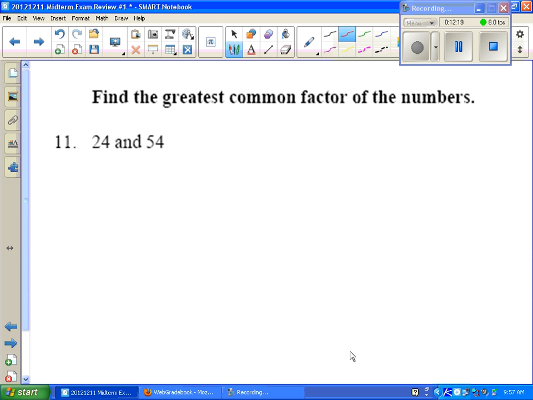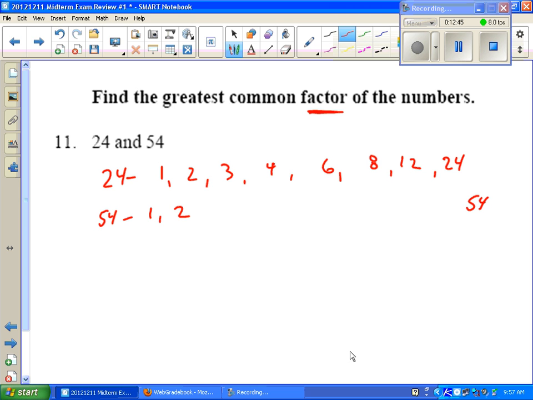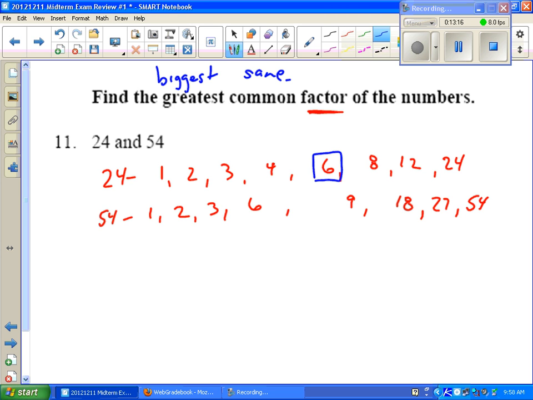Okay, here we go. Greatest common factor. So now we have to deal with factors right here. So your factors of 24 are 1 and 24, 2 and 12, 3 and 8, and 4 and 6. Those are your factors of 24. Your factors of 54: 1 and 54, 2 and 27, 3 and 18. 4 doesn't go into it, neither does 5, 6 and 9 are your factors. So your greatest common factor, greatest means your biggest, common means the same. So the biggest factor that they have the same, as you look down each of them, is the number 6. So their greatest common factor is 6.